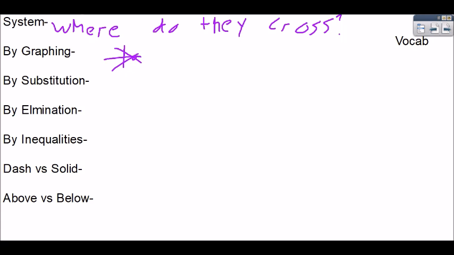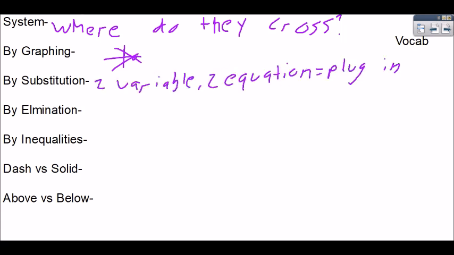Substitution means I'm going to get one variable all by itself, plug it into the other, and go from two equations to one. By elimination, that means we got lined up x, y, and constant, and then we made sure that one was positive, one was negative. We canceled, and then we solved.